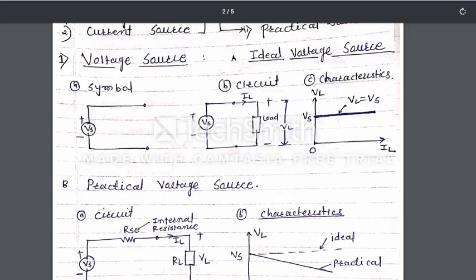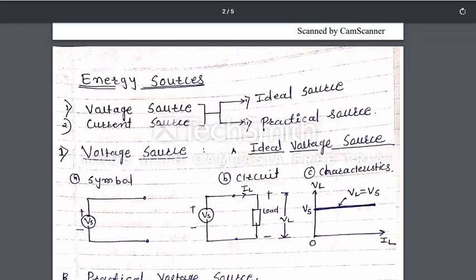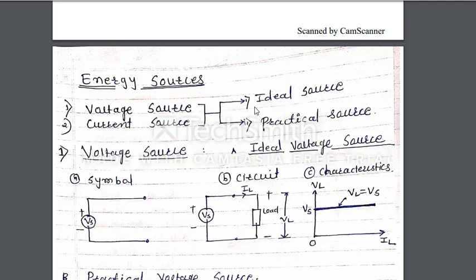Energy sources. Okay, so there are two types of energy sources, voltage source and current source. Okay, so again this voltage source and current source are classified as an ideal source and a practical source. Okay, so what is meant by voltage source? So in voltage source, first we see ideal voltage source, right? So ideal voltage source symbol, circuit and characteristics are here.